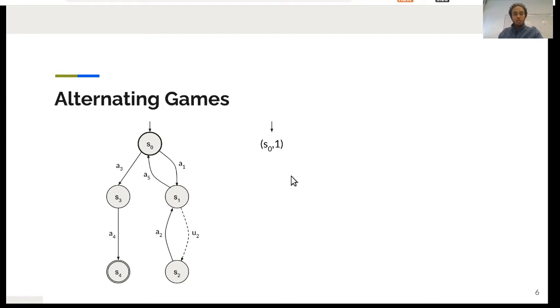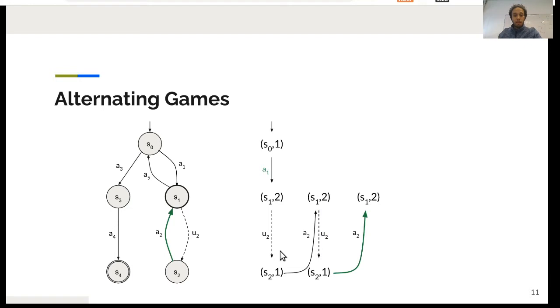Now we're going to play an alternating game on this game graph. Let player 1 start the game, which is indicated by the configuration S0, 1. Player 1 can choose either A3 or A1. Let's say he chooses A1 and the game reaches S1, and since the semantics are alternating, now player 2 has to play, and he plays the only possible explicit move, which is U2, and the game returns to S2. Now player 1 wants to go back because he wants to reach S4, but player 2 pushes the game back, and this loop continues. It's an infinite run in which the goal state S4 is not reached, so it's a losing run for the controller.